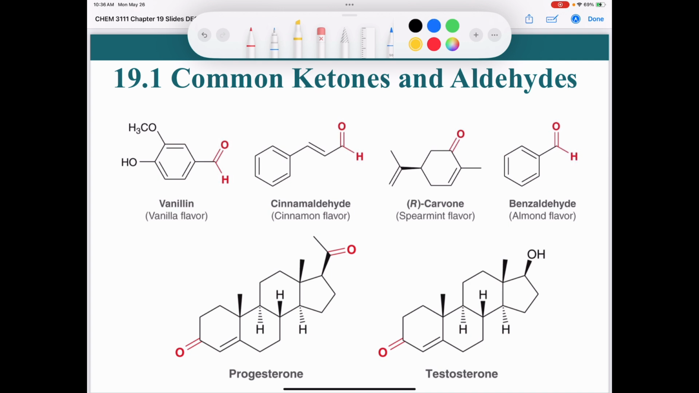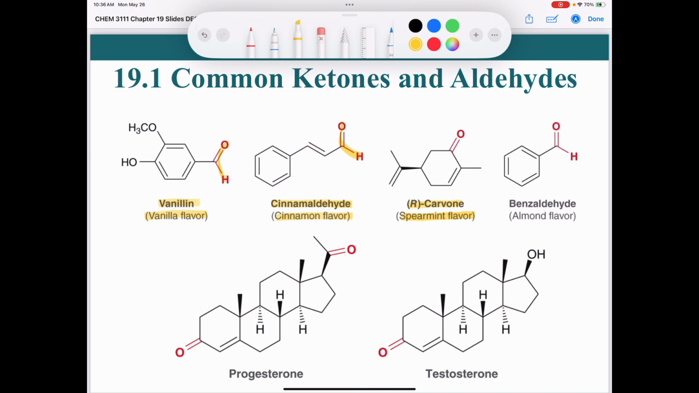Well, here's a cool one, vanillin. That's responsible for vanilla flavor, and you can see it's got an aldehyde in it. Then we have cinnamaldehyde, which is responsible for cinnamon flavor, if you like that. Okay, carvone, R-carvone is spearmint flavor. It's interesting that the S-carvone doesn't taste anything or smell anything like spearmint. It smells like caraway seeds. But anyhow, R-carvone is spearmint.